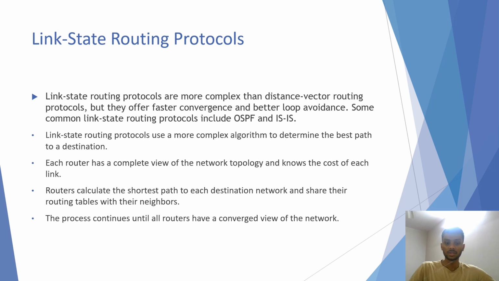Next, link state routing protocols use a more complex algorithm to determine the best path to a destination. Each router has a complete view of the network topology and knows the cost of each link. Routers calculate the shortest path to each destination network and share their routing information with their neighbors. The process continues until all routers have a converged view of the network.